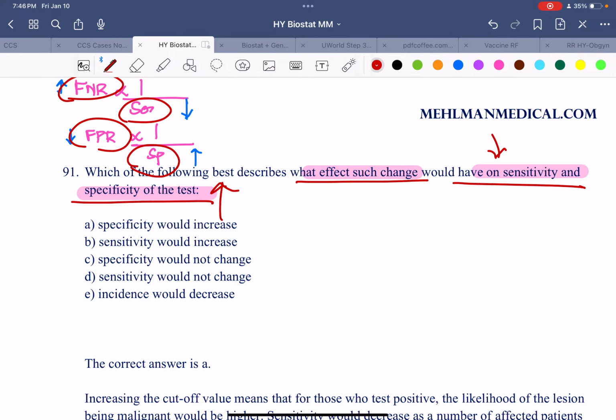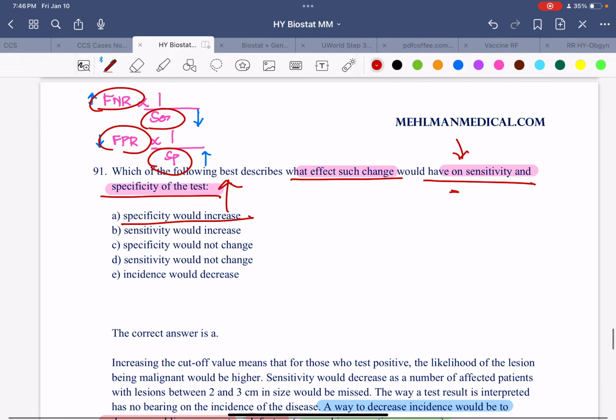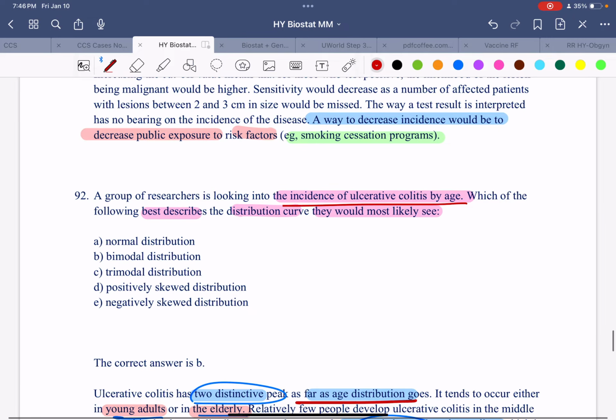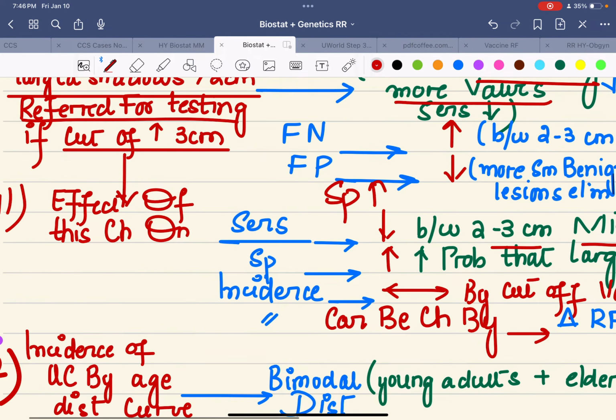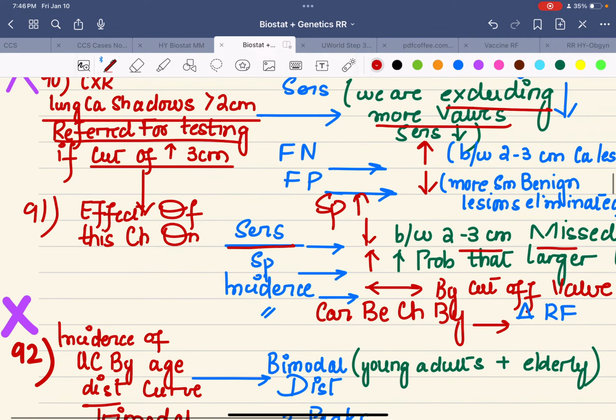Let's see which answer matches. Specificity would actually increase. This is the correct answer, and there is no option of sensitivity going down, right? And this is exactly what is told over here, that the sensitivity would actually go down, the people between 2 and 3 centimeter are being missed, and specificity is going up because the larger lesions have more chances of actually having the disease.